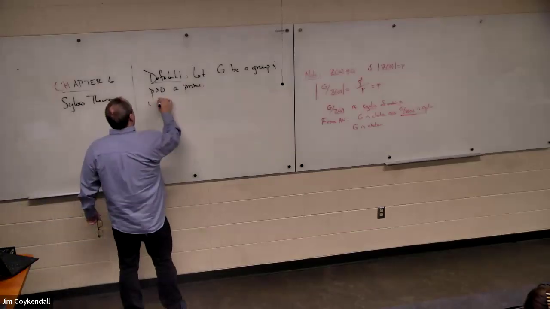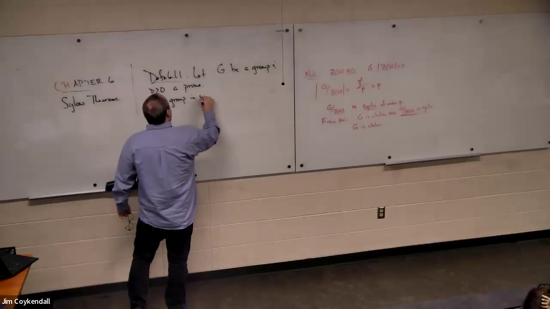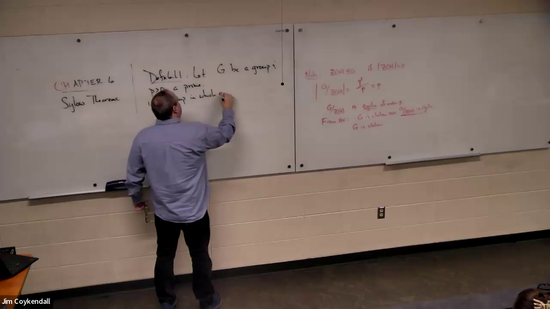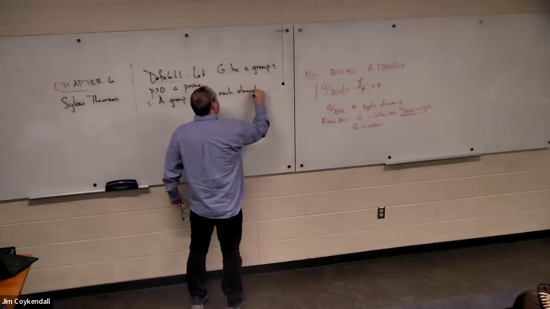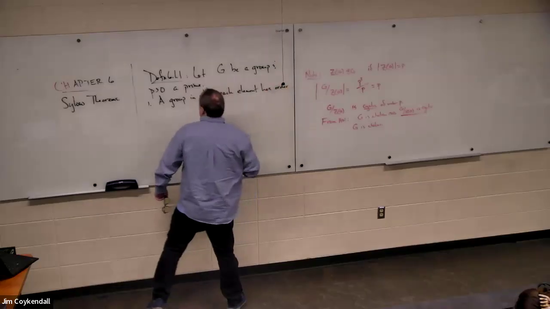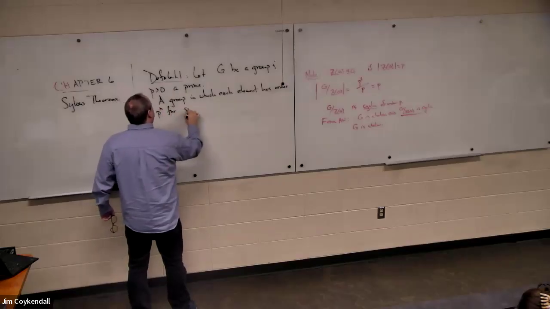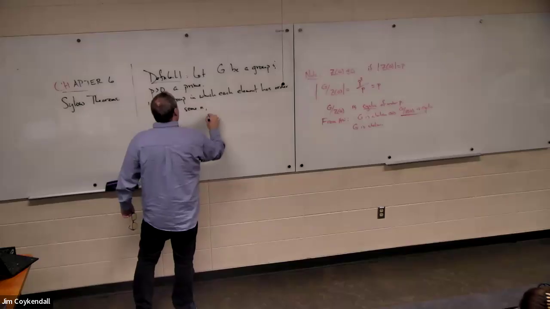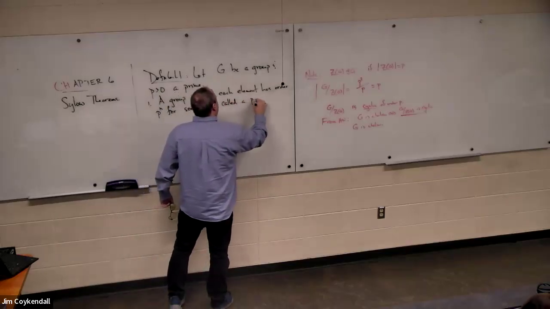A group in which each element has order p to the n, for some n, is called a p-group.